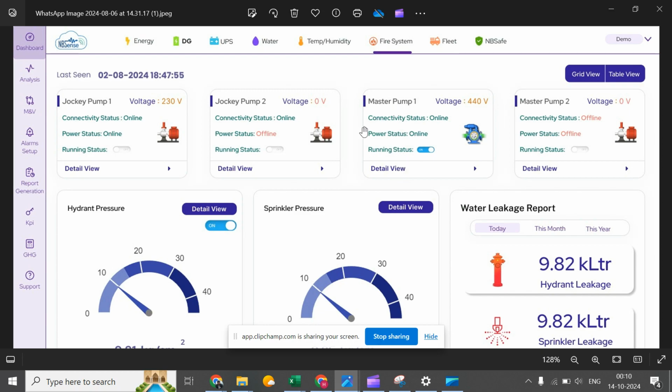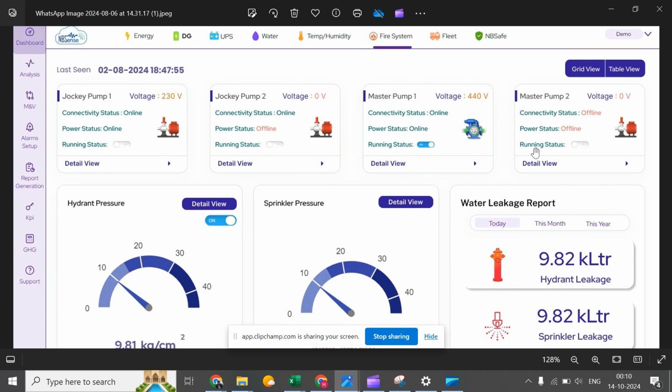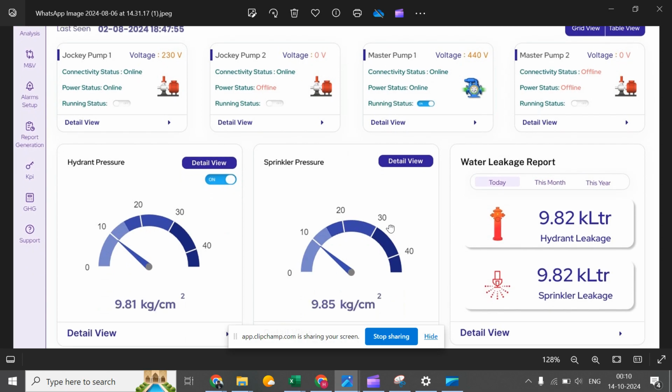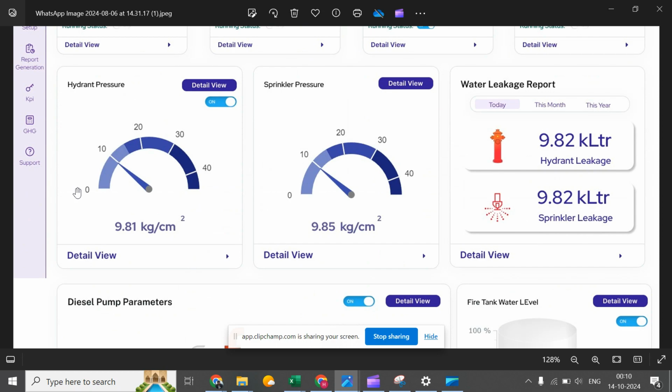If we want to see a detailed view of any pump, like the history or registry, on what day in a month it was operating or for what period, we simply click on the detail view and we get the detailed information, its history log and all. Then the hydrant pressure and sprinkler pressure we are getting in real time. If we want to see its trend and histogram, we simply click on the detail view and jump to that particular pressure trend.